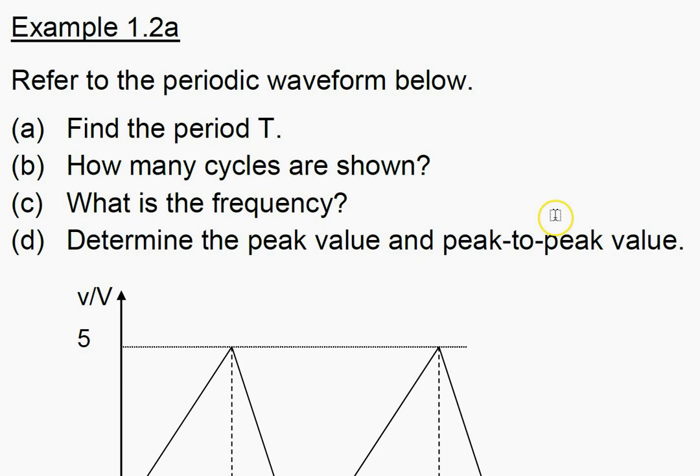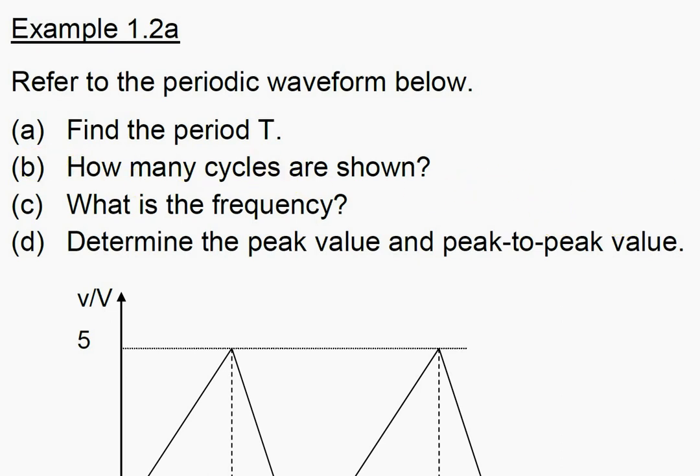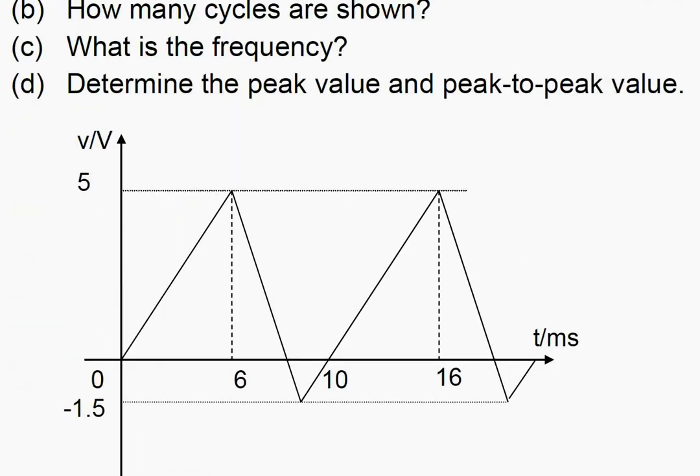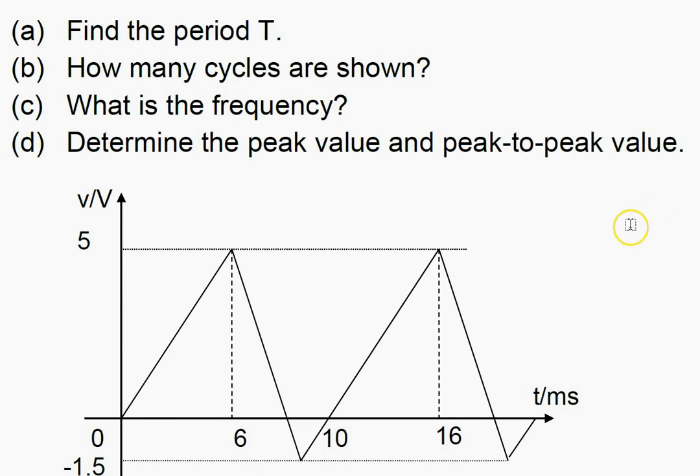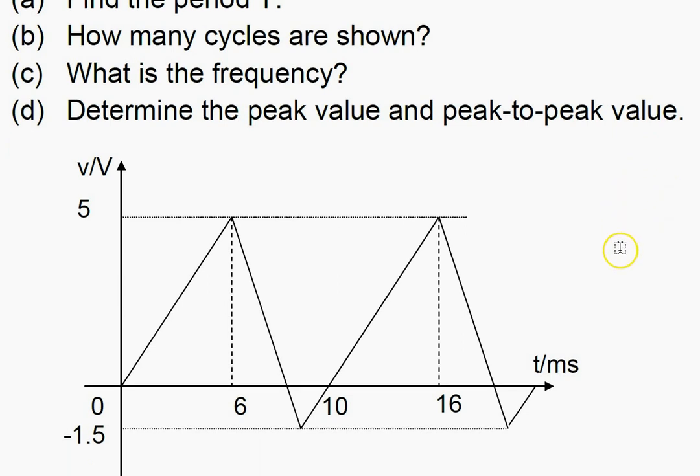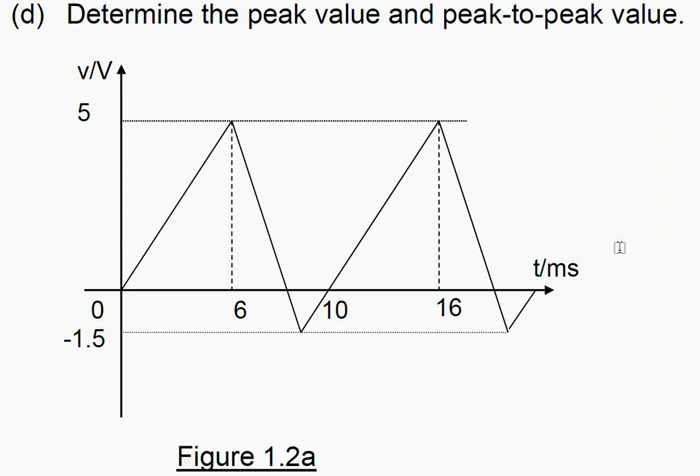A. Find the period T. B. How many cycles are shown. C. What's the frequency. And D. Determine the peak value and peak-to-peak value of this waveform.